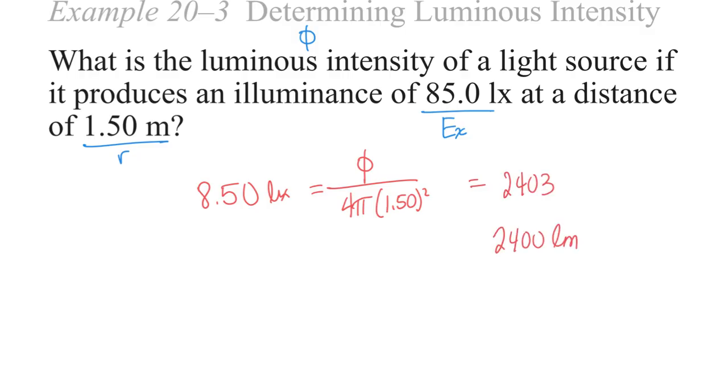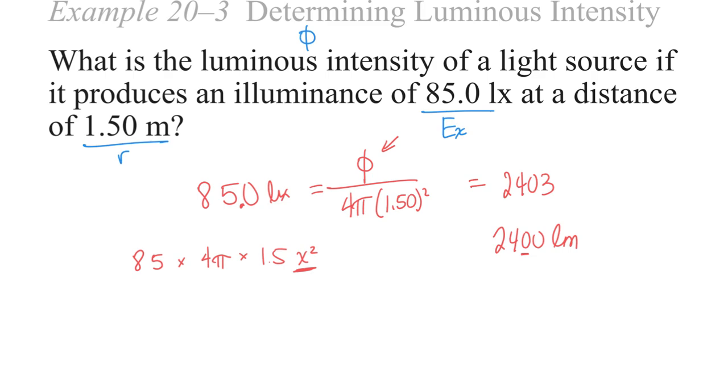So in your calculator, you should have the 8.5 times the 4 pi times the 1.5, and you should be able to just hit that and it'll do the order of operations. Solving for our phi here. We're solving for phi, which is our luminous intensity. You're just solving for a different variable, which is exactly what's happening on the next one.